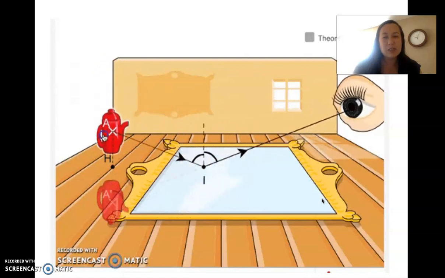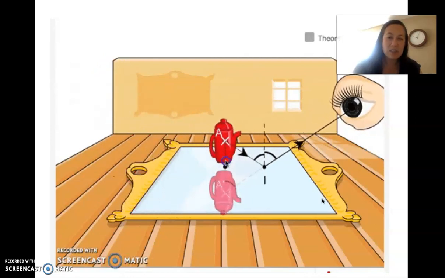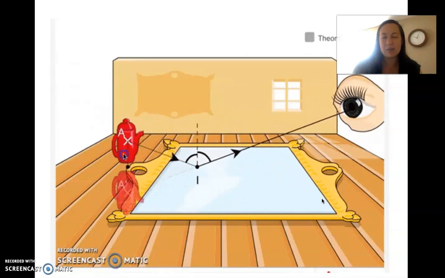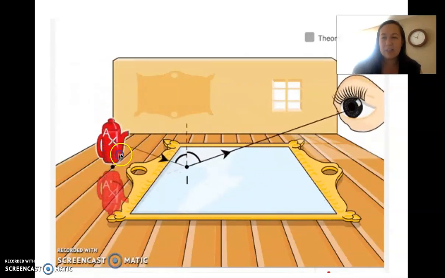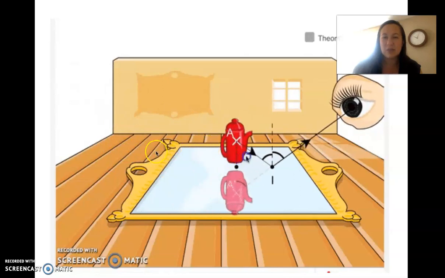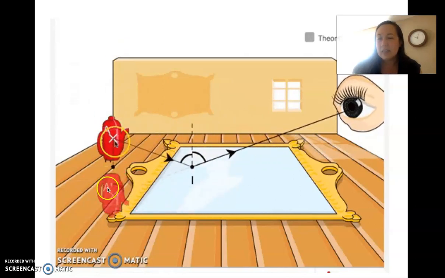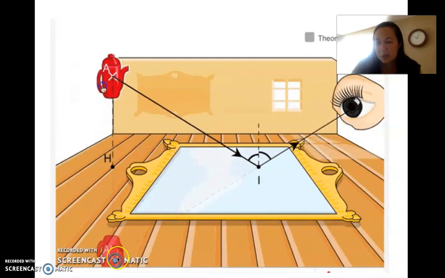So one last visualization before we move on to curved mirrors is that because of the law of reflection, this teapot always looks equidistant to the object. Because of the law of reflection, if the object, let's say the teapot, is moved farther up, the image looks like it's farther behind the mirror.